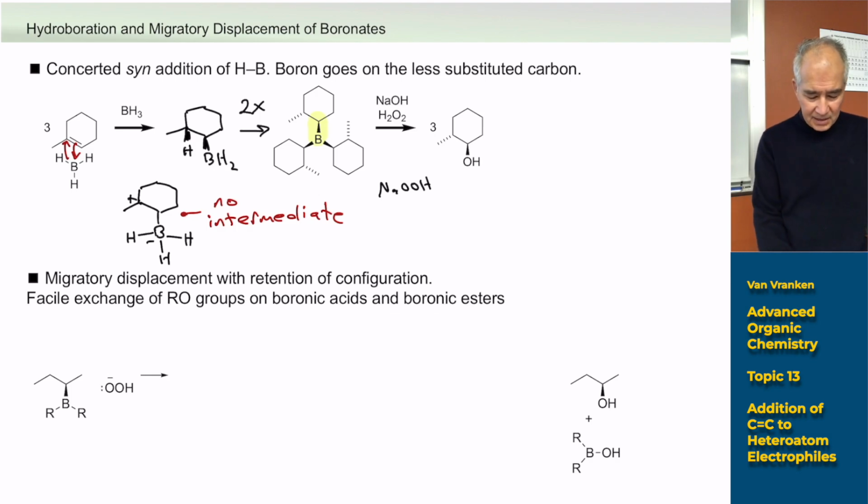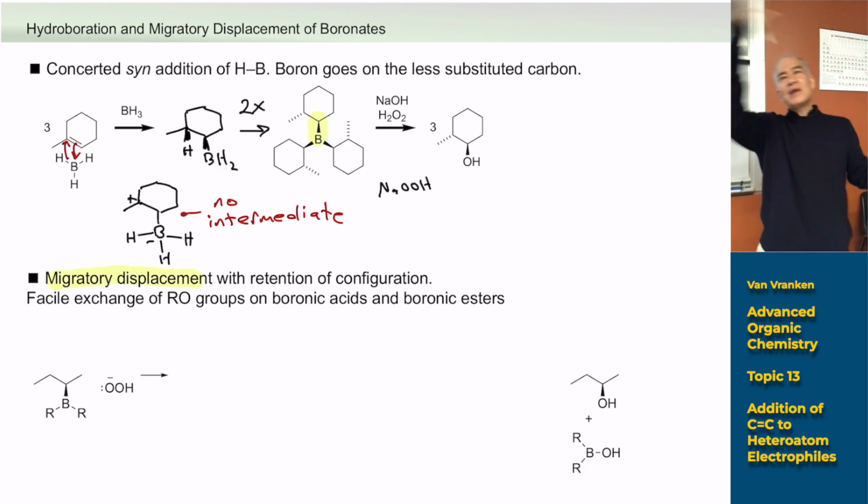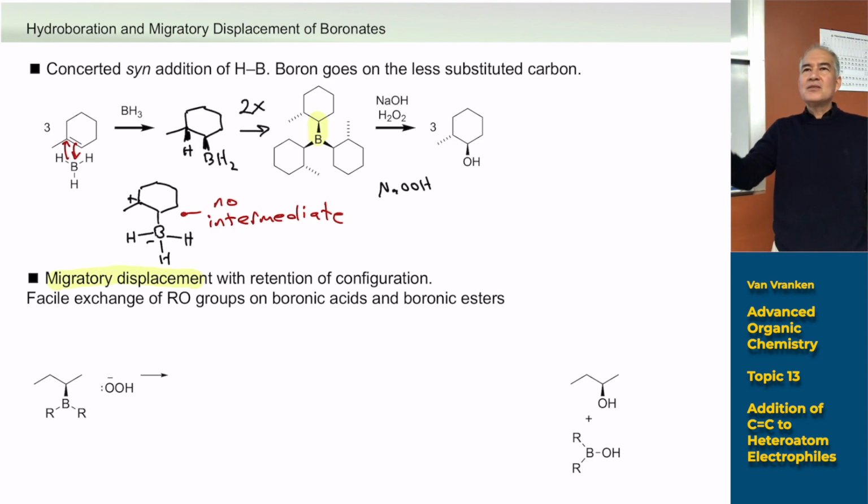So we're going to draw out the mechanism with hydroperoxide, and it's going to turn out to look a lot like a Baeyer-Villiger oxidation that we might have seen before. So it's going to be a migratory displacement. We've seen migratory displacements before, right? There's some bond that gets weakened, and it migrates over and pushes out some leaving group. It's the same deal here. Let's go ahead and walk through that.